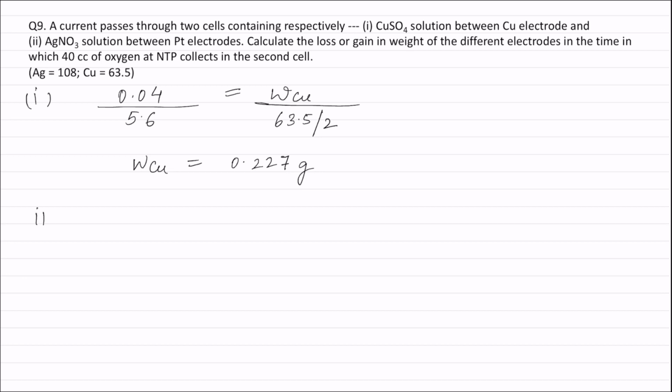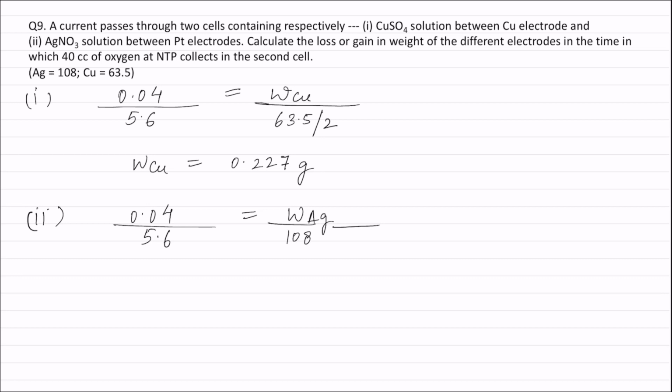Now the second part of the question. In the second part of the question also, the equivalents of oxygen will be equal to equivalents of silver, that is 0.04 divided by 5.6 will be equal to equivalents of silver. Now equivalents of silver will be equal to weight of silver divided by equivalent weight of silver, that is 108.